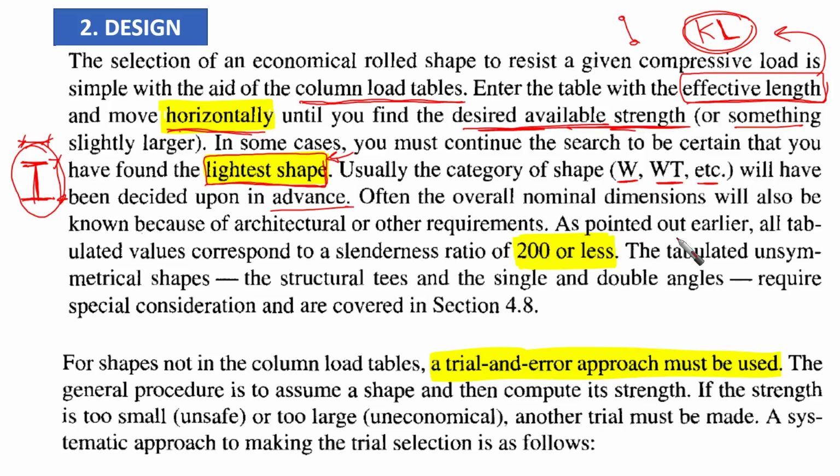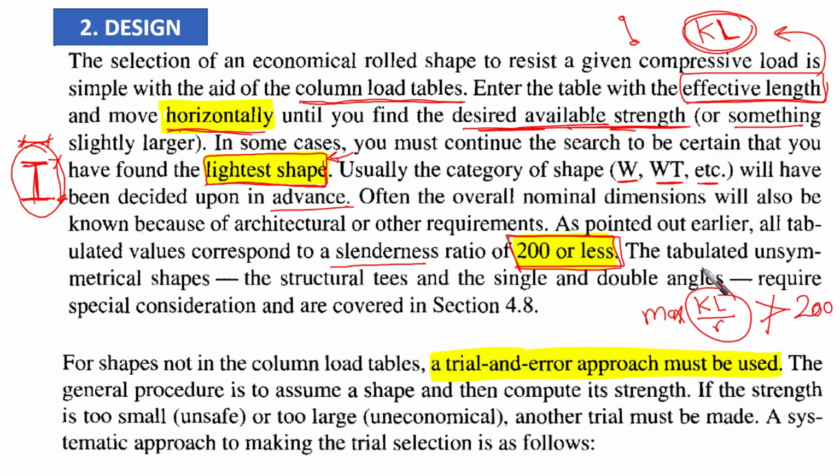As pointed out earlier, all tabulated values correspond to a slenderness ratio of 200 or less. This is another point that we need to take care of. The slenderness ratio, KL over r, should not go beyond a maximum of 200, as we said. And you are going to find in the table that it ends with some solid lines there.